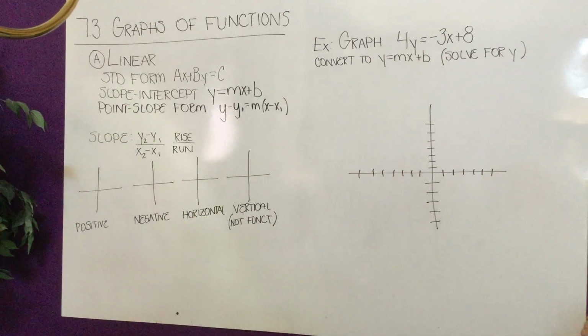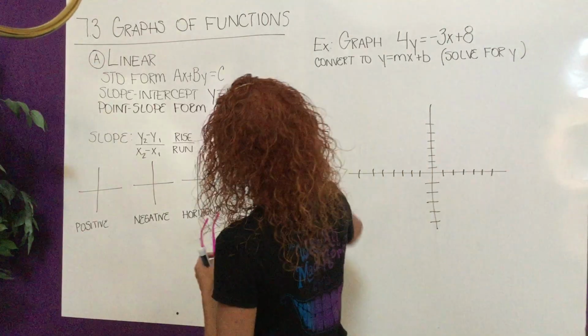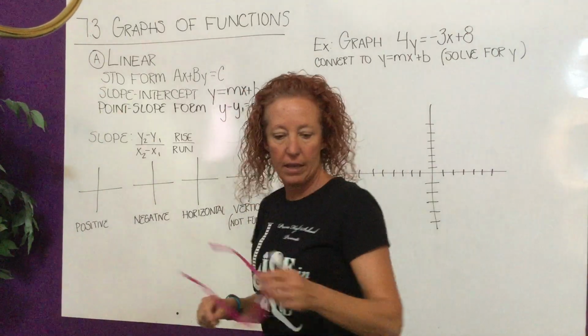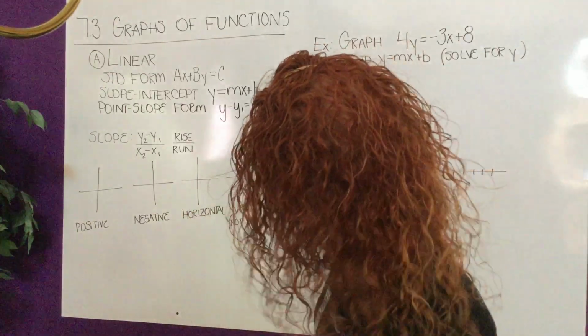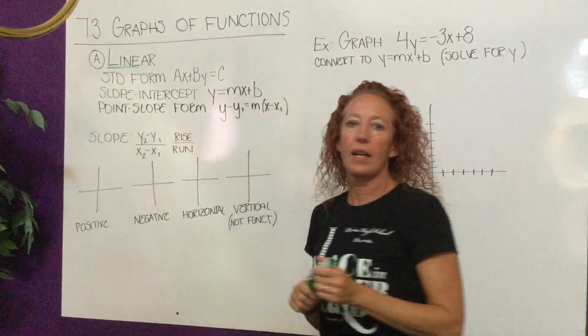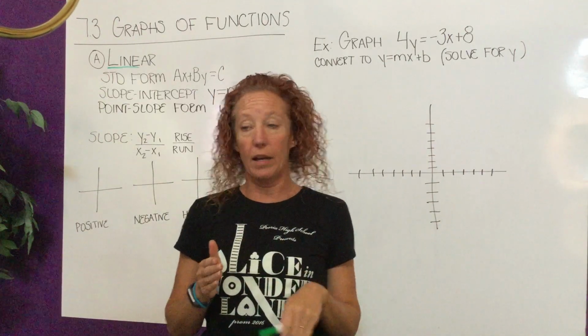So I am trying to get out of the screen so you can copy these things down. Obviously you can pause at any time. So first type of function we're going to look at is linear. As you can tell, it has what the graph looks like right there in the word linear. So these are graphs that are straight lines.